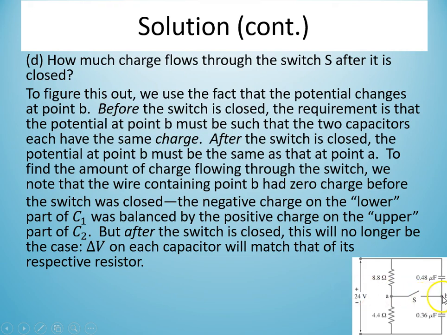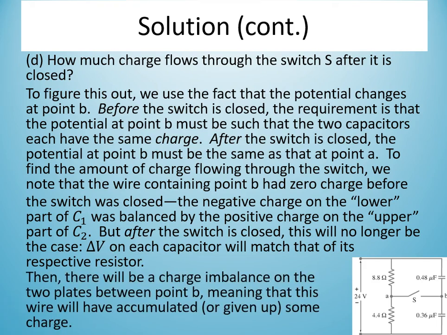That means that there's going to be some charge flowing through this switch after it closes, because there's a change in potential. So after the switch is closed, delta V on each capacitor will match that of its respective resistor. In other words, after the switch is closed, this capacitor is going to be in parallel with this resistor, which means that the voltage drop across this resistor will be the same as the potential difference across the plates of this capacitor. Likewise for this capacitor compared with this resistor. We're going to use that here.